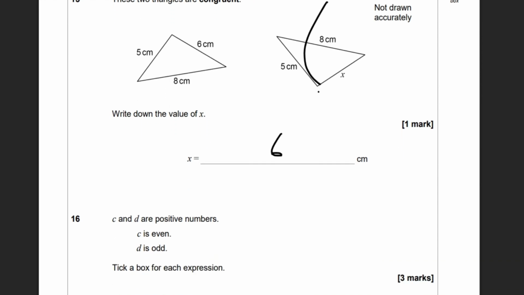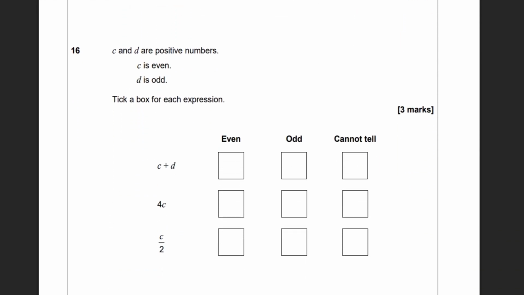C and D are positive numbers. C is even, D is odd. So you can just choose two numbers that work for you. Let's say you pick 2 and 5 as C and D, and let's say you pick 4 and 3, for example, as C and D. Sorry, I went to that box. So C plus D, 2 plus 5 is 7, 4 plus 3 is 7, so that is definitely odd.